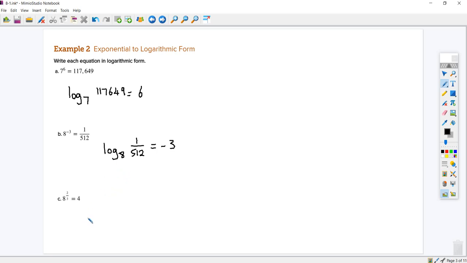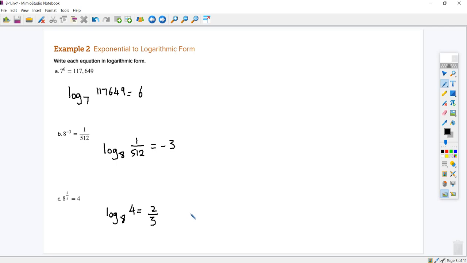Let's look at this one. 8 to the power 2 over 3 is equal to 4. Obviously this is an exponential equation again, so we will have a log here if you want a log equation. 8 is the base, 8 is here again, 4 is inside, 2 over 3 is outside, like that. That's it. Log base 8 of 4 is equal to 2 over 3. That's what it is.